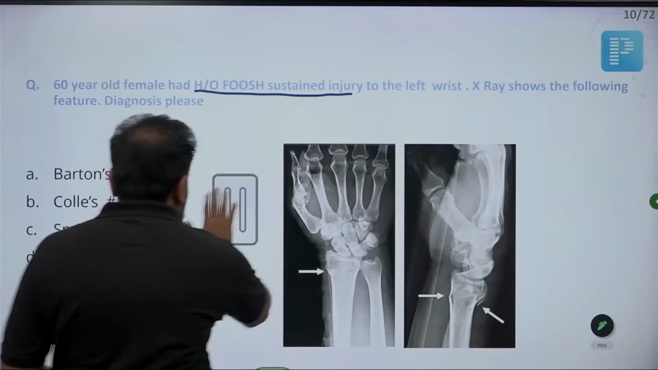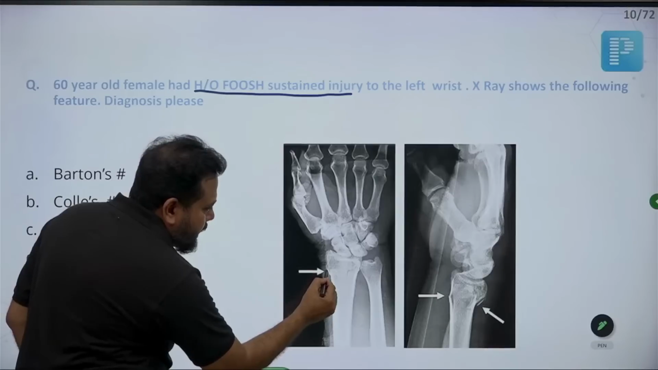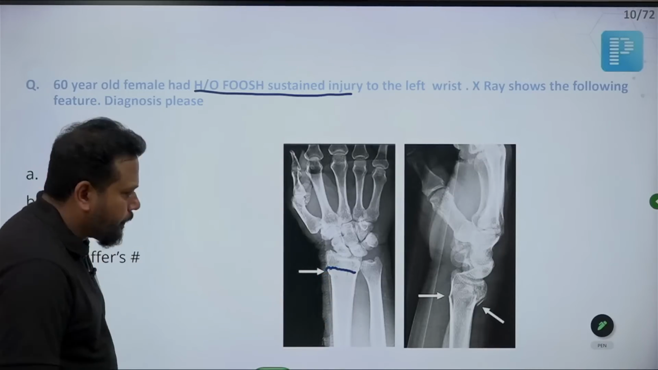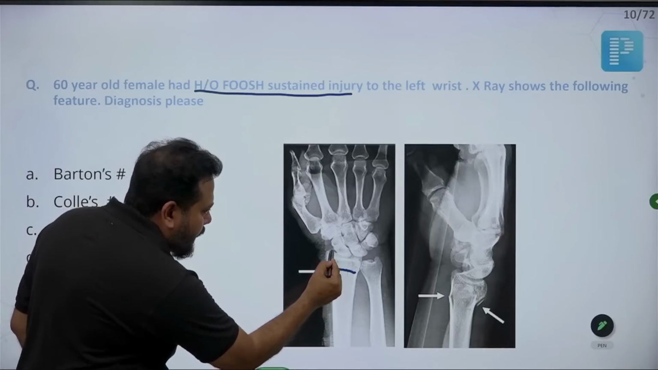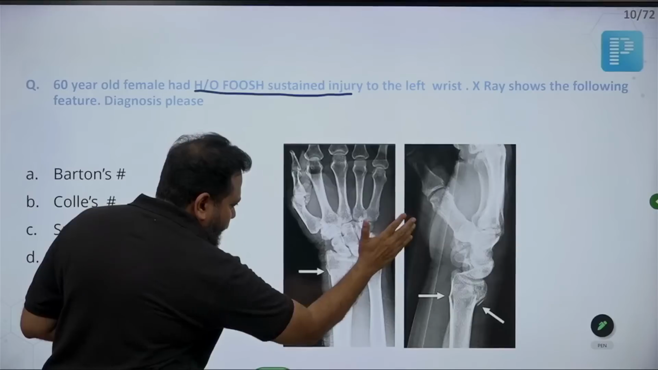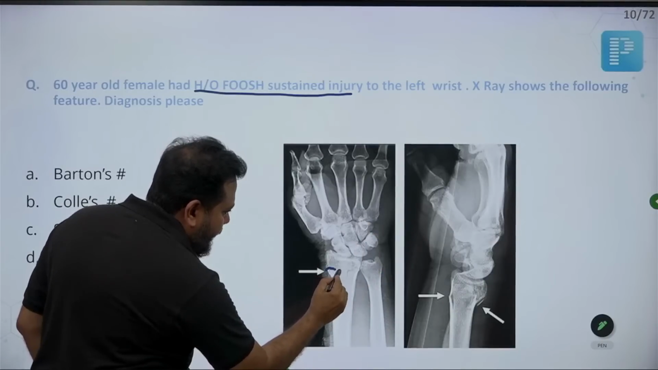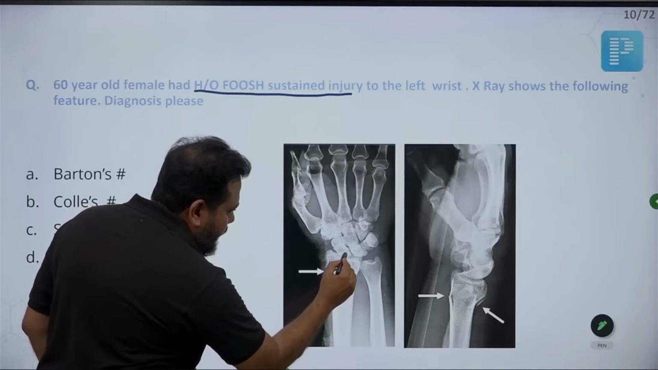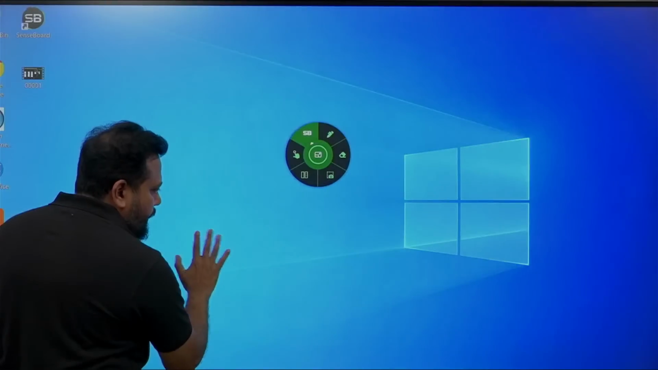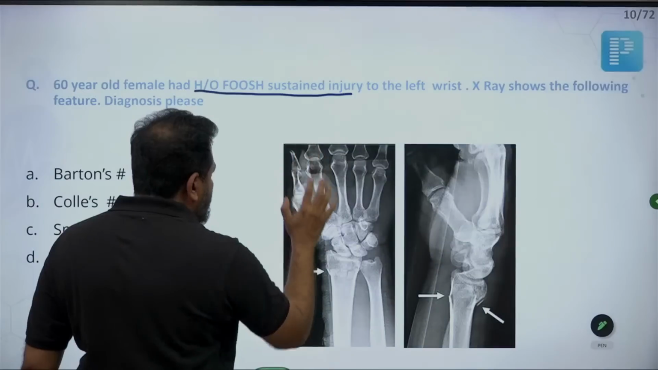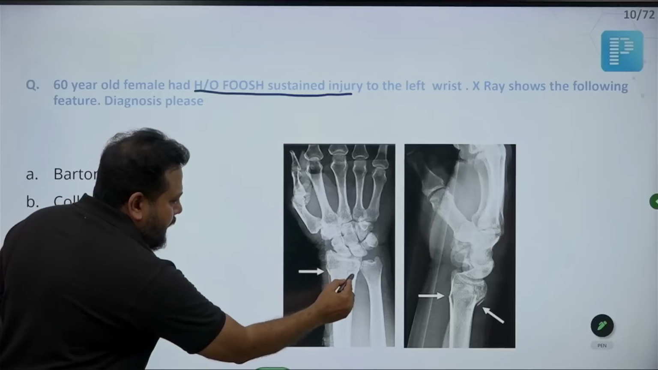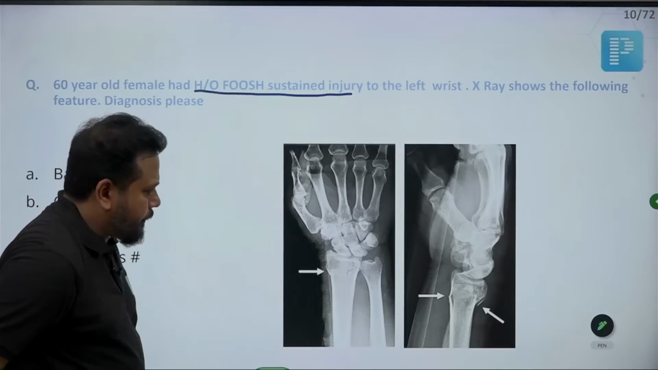You see this X-ray, dear friends. The fracture is in the distal third. It is not involving the articular surface. This is the articular surface. The fracture is purely here. It is not extending into the articular surface. You carefully watch. Easily you can see. Fracture is in the distal radius. It is not involving the articular surface.